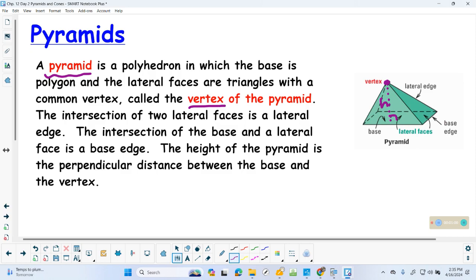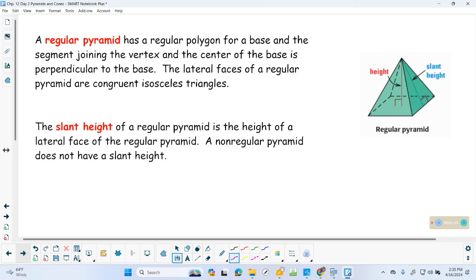Okay. Now, we're going to get a little more specific on our pyramid, and this section we're going to focus on what we call regular pyramids. Now, regular, we've seen that word before, means all the sides are congruent. So we're going to focus on a regular pyramid where we have a regular polygon for the base, which you can see in this very lovely picture here. And of course, the segment joining the vertex and the center of the base is perpendicular. The lateral faces of a regular pyramid are congruent isosceles triangles.